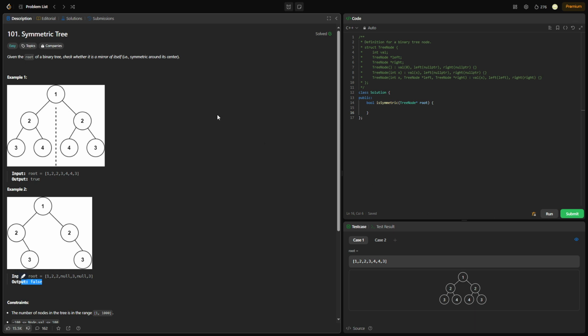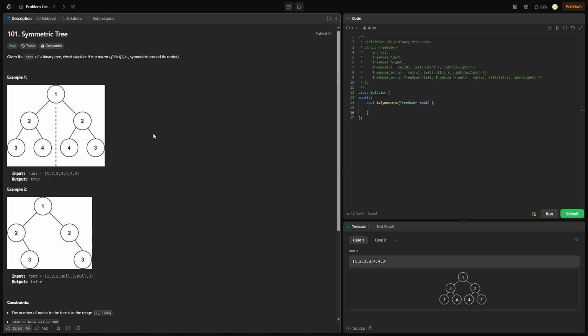So really, you just have to pay attention to what the properties of a tree that is symmetric are, right? For example, example 1, this is symmetric, and our output should be Boolean, right? So if it's symmetric, return true. If it's not symmetric, return false. So we know this tree is symmetric, right? They gave us a nice example.